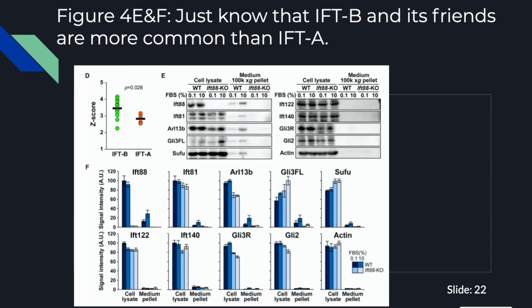It basically means that when you do growth-stimulated ciliary vesicle release in primary cilia, it's IFT-B and its friends that get the boot rather than IFT-A.